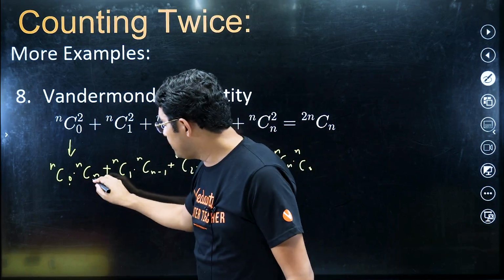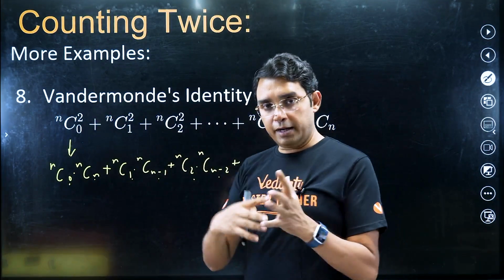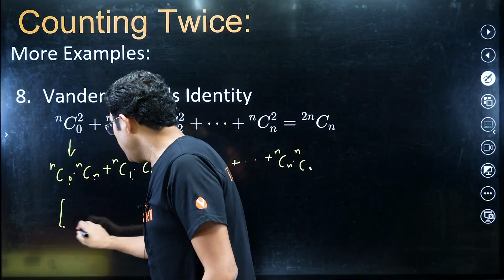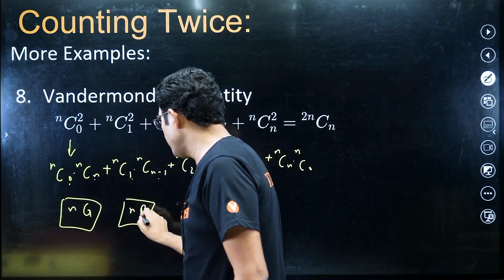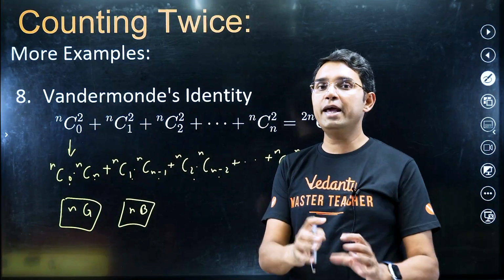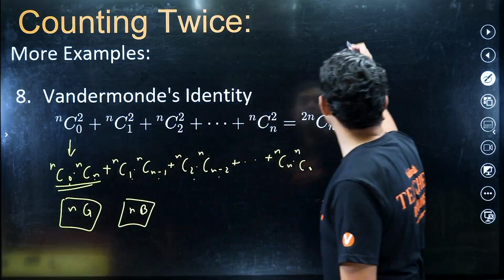You can see the numbers written here, they all are such that their sum is equal to n. Now, I'll create one analogy. Please see. I will take n number of girls and I'll take n number of boys. So there are total 2n persons. 2n persons.